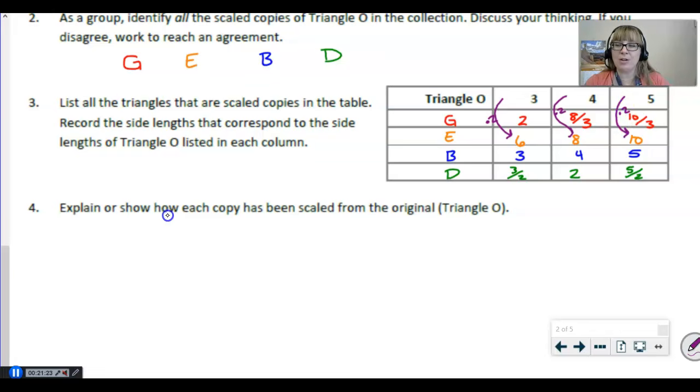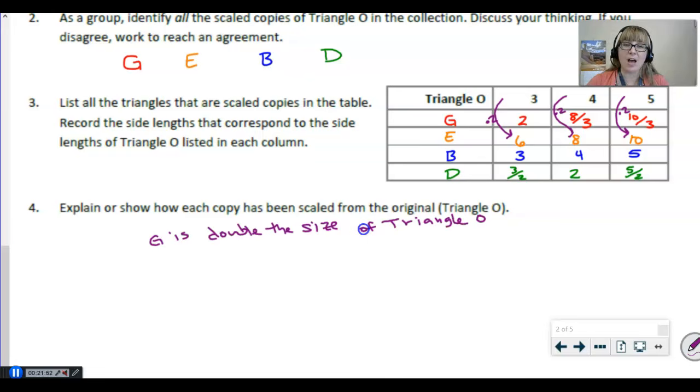So when it says explain or show how each copy has been scaled from the original triangle, I'm showing that triangle E is twice as big as triangle O. We doubled it. We scaled it up by 2. So let's write that down. E is double the size of triangle O. See if you can figure out how the others are changing.